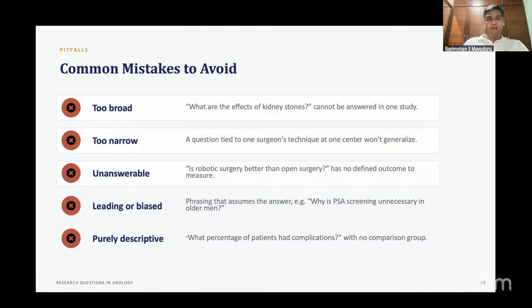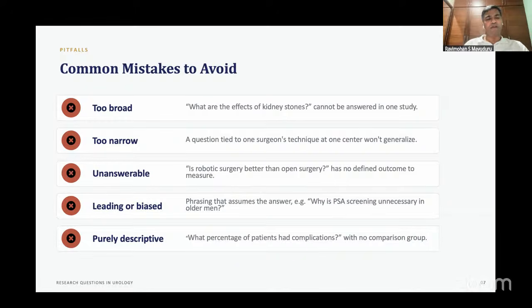It should not be unanswerable. Like, is robotic surgery better than open surgery? That is meaningless unless you specifically say what in robotic surgery, at what time, and what the outcomes are. It should not be biased, like, why is PSA screening unnecessary in older men? The question itself is answering for you, making you feel that maybe it is not necessary. So ensure that these types of mistakes are not made in generating your research question.